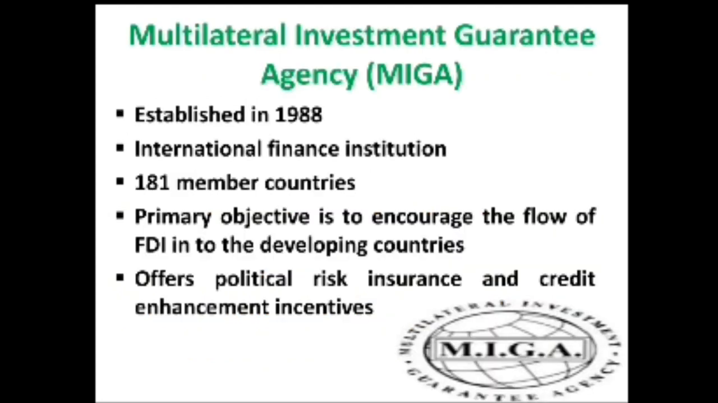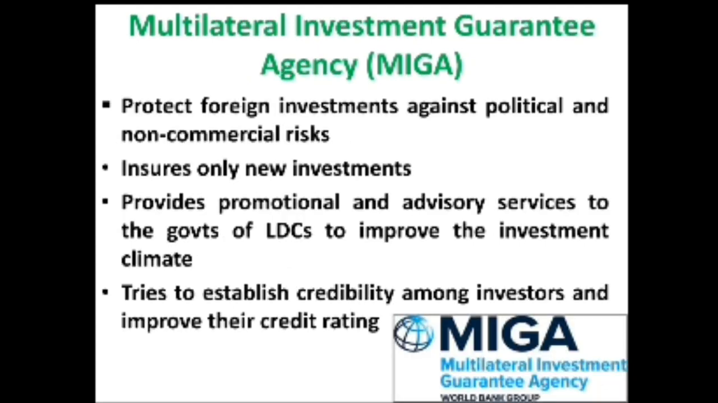Moving to the third affiliate, which is the Multilateral Investment Guarantee Agency, MIGA, established in the year 1988. It's an international finance institution basically to ensure the smooth flow of foreign direct investment. That's why the primary objective of MIGA is to encourage the flow of foreign direct investment in the developing countries. It offers political risk insurance and credit enhancement incentives.